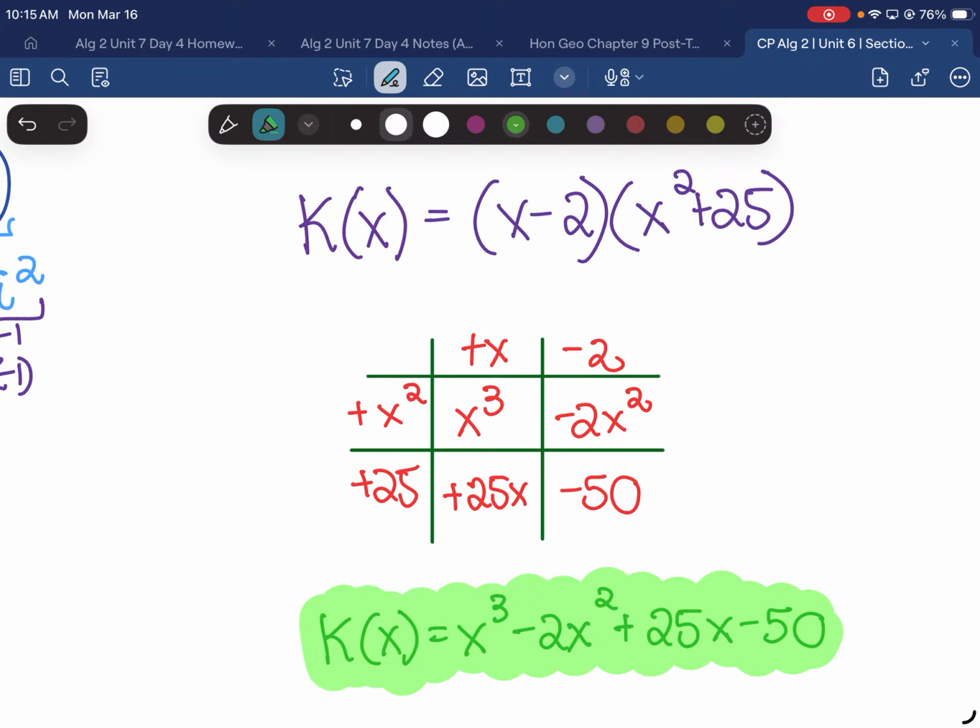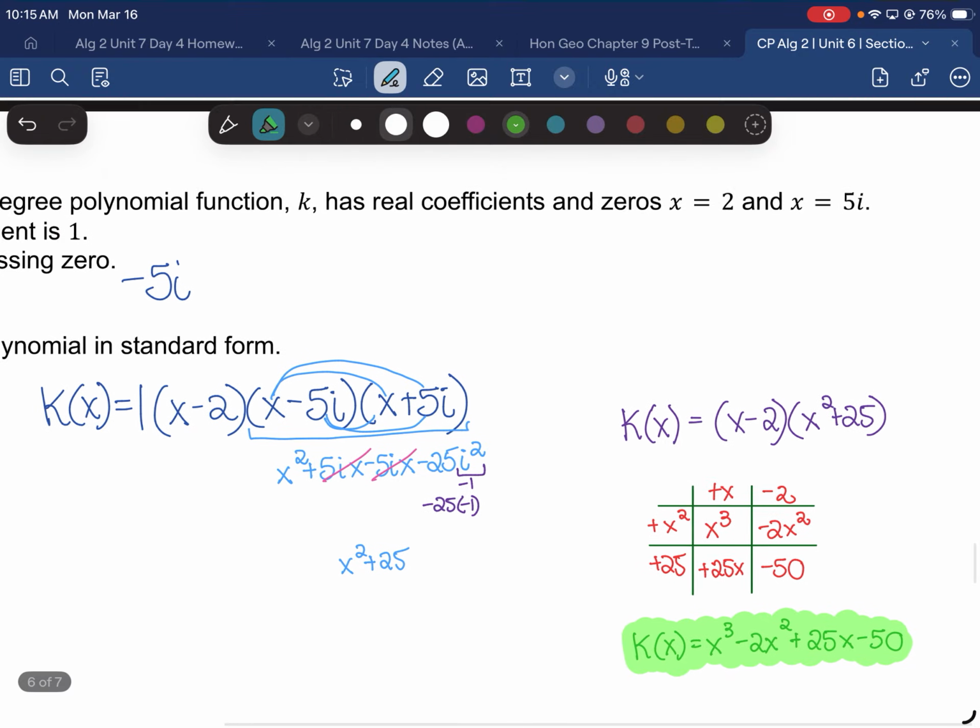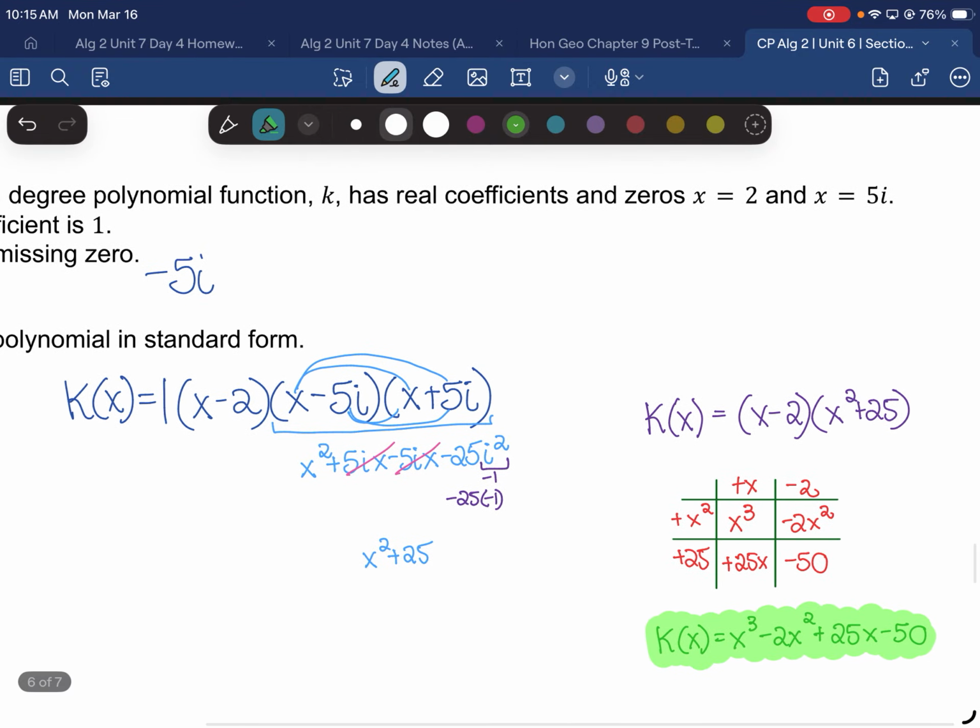Annie? Sorry, for number 1, when you said identify the missing 0, why did you do negative 5i? Yeah, so when I give you these zeros and one of them is imaginary, I will give you one of them, whether that's the positive one or the negative one. But you need to include the negative one, or the opposite sign. That's the conjugate. And that's what we need to use in order to get rid of the i's.